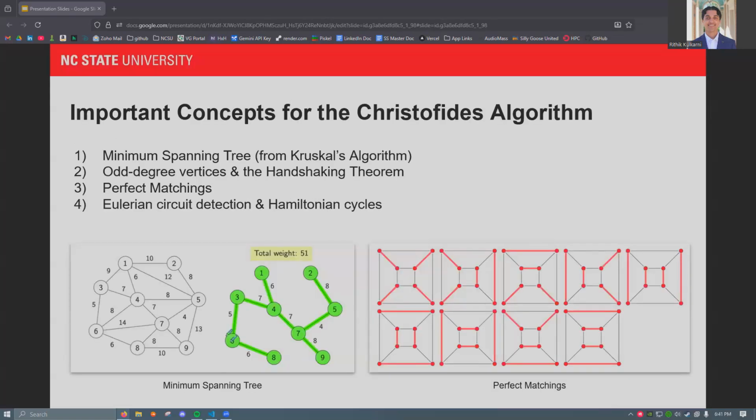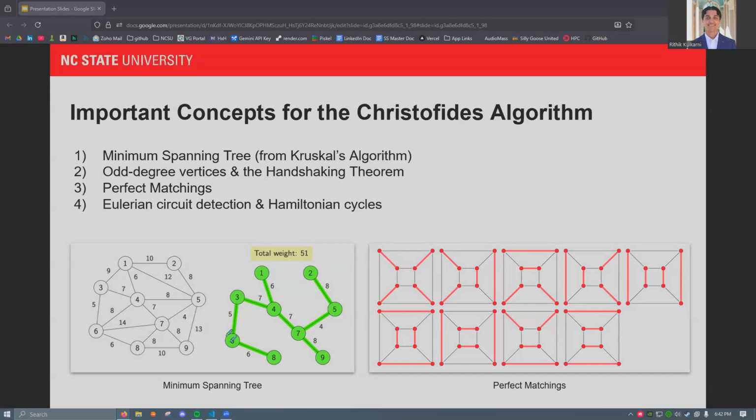Before we dive into the Christofides algorithm, which is known to be the best approximation algorithm for TSP, there are a few important concepts I want to briefly mention that we will require before we can understand the algorithm. These concepts are all things we've discussed in class, so I'll just really quickly reiterate. First, we have minimum spanning trees. We use these for Kruskal's algorithm to find shortest path from one vertex to any other vertex. Second, we have the handshaking theorem and the concept of even and odd degree vertices. And third, we have perfect matchings.